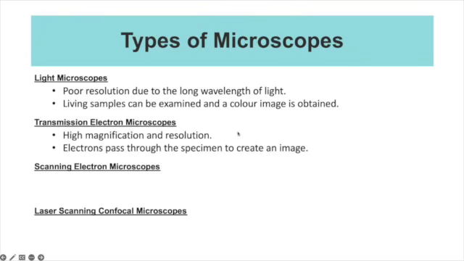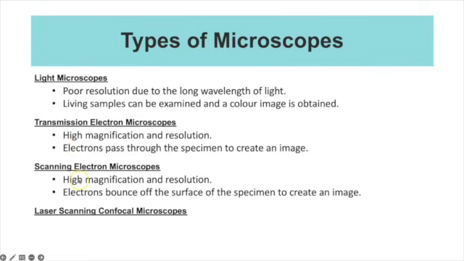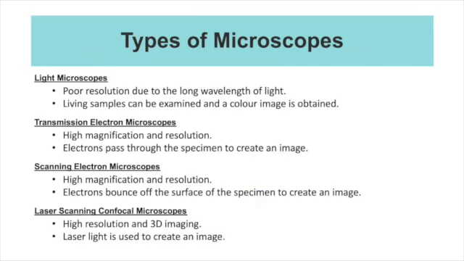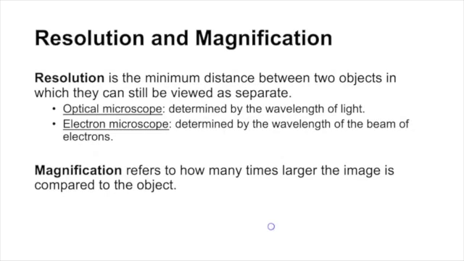Transmission electron microscopes have a much higher magnification and resolution, and in these microscopes the electrons pass through the specimen to create an image. Scanning electron microscopes are very similar, except the electrons are bouncing off the surface, so you actually create a 3D image. And then lastly, the laser scanning confocal microscopes. These are high resolution and 3D, and it uses laser light to create the image. So we'll go through all of those in a little bit more detail.